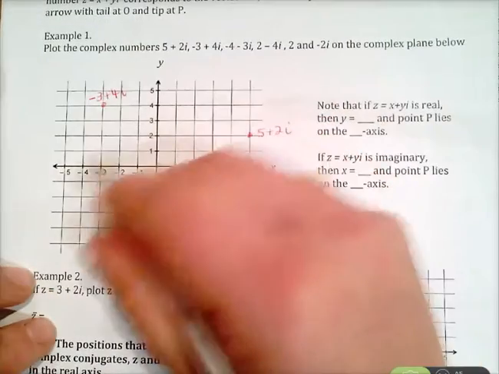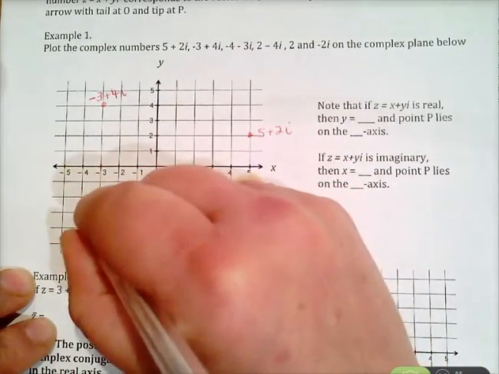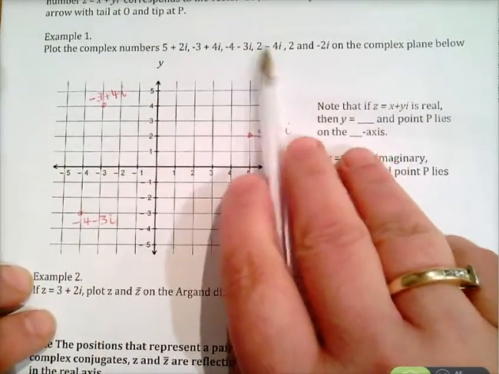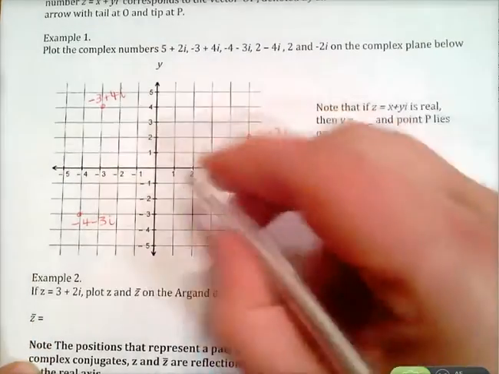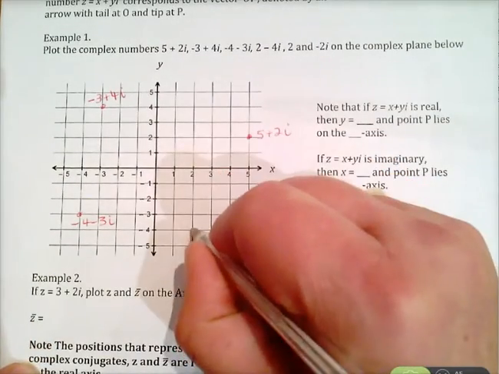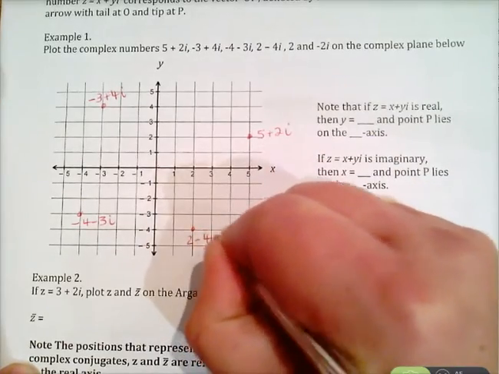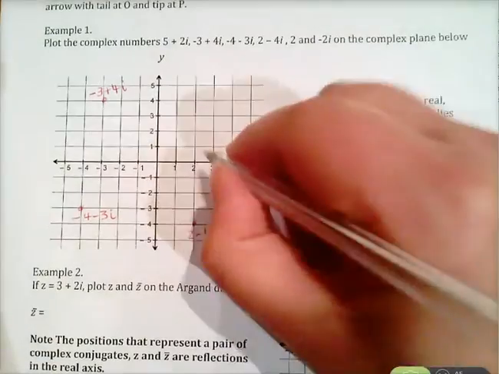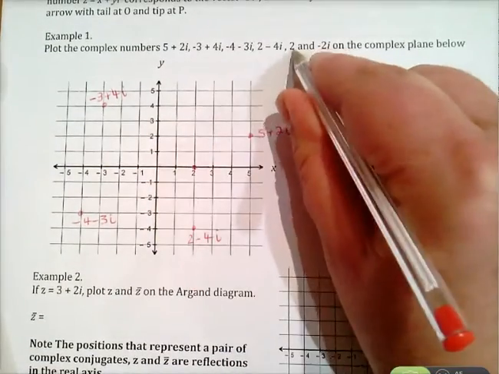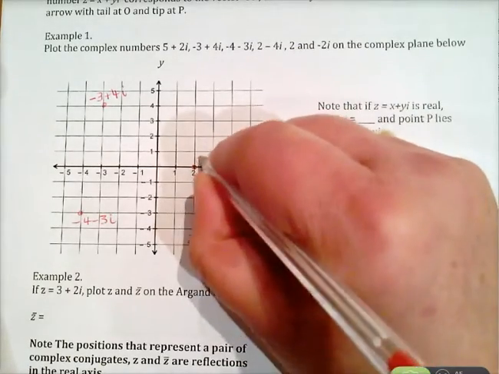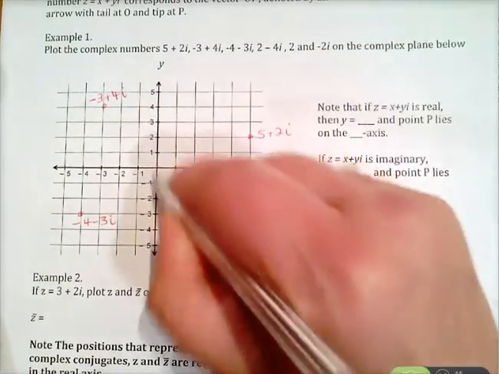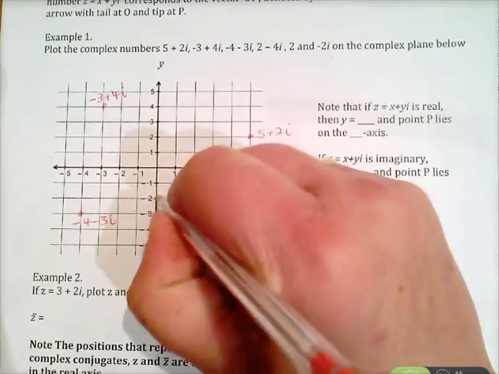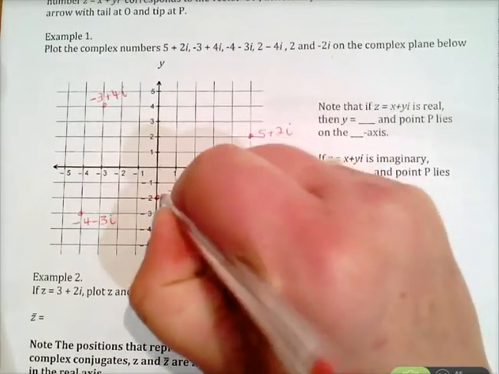-4 minus 3i would be down here. And 2 minus 4i: 2 is the real bit, minus 4i is the imaginary part, so 2 minus 4i is down there. And the number 2, there's no imaginary part here, it's just the real bit, so that is the point 2. And minus 2i is purely on the imaginary axis, and this point here is minus 2i.